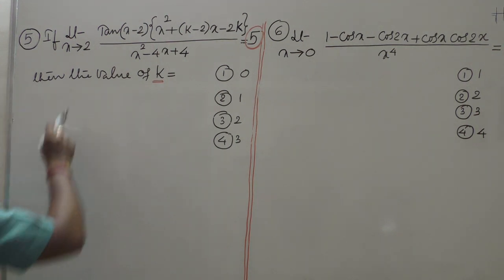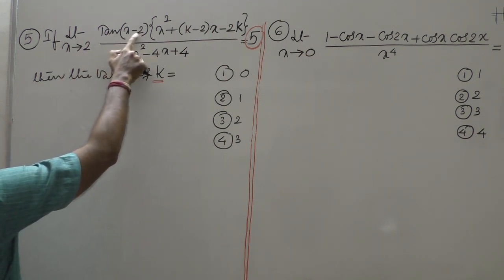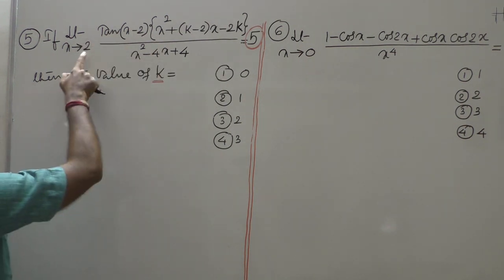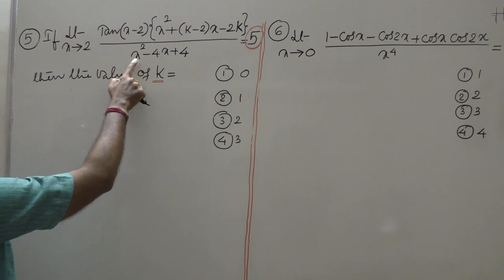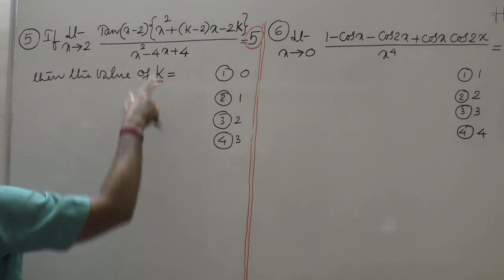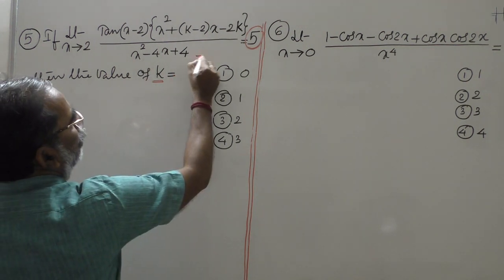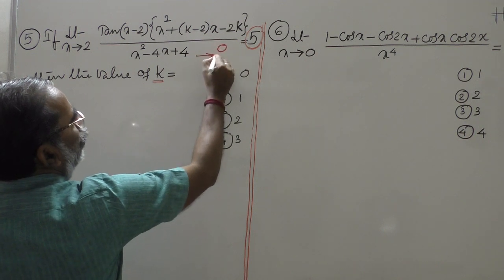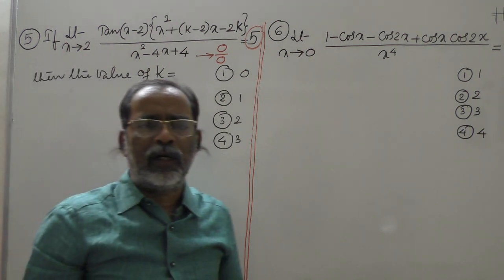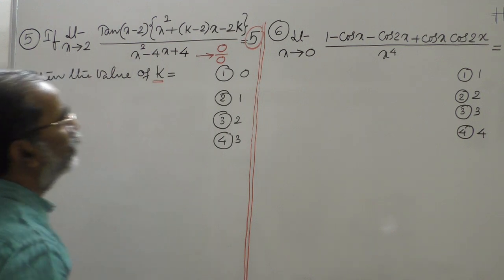Let us see. I shall substitute the limit. If I write 2 minus 2, 0, tan 0, 0, 0 into something, 0. If I write 2 here, what is this? 4 plus 4, 8. Minus 4 into 2, minus 8. Therefore, this limit is taking the form 0 by 0. Therefore, I should apply another procedure, either L'Hospital rule or any standard limit or any other method.